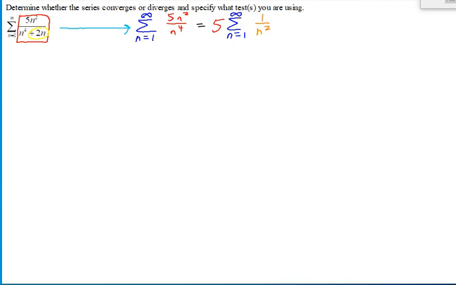Sometimes you can tell which is the larger of the two. In order to use the direct comparison test, you have to be able to tell which one's going to always be larger. If you can't tell that, then you have to use the limit comparison test. Here, with this one term added on the denominator, since it's making the denominator larger, that's going to make this one smaller. So you can say this one's always smaller than.